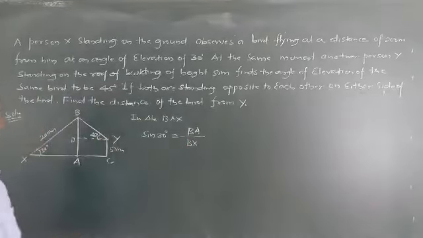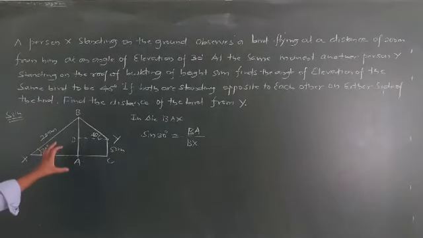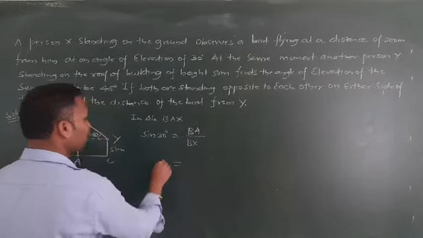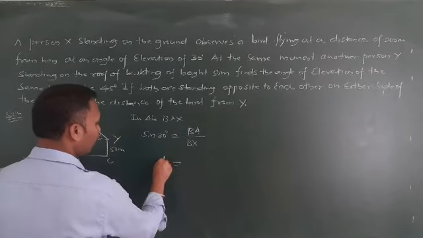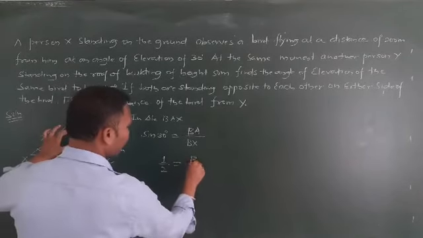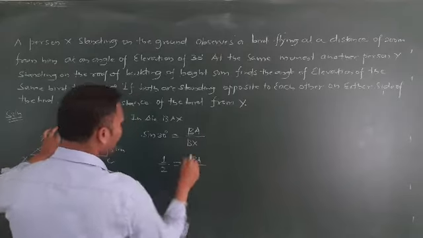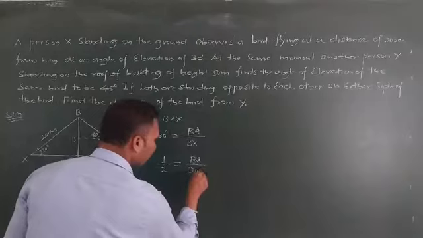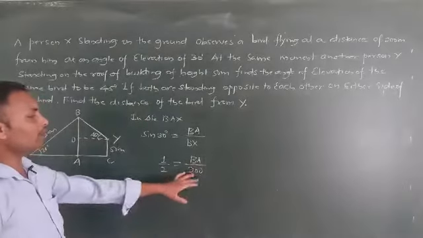Okay, opposite by hypotenuse, BA by BX. Now BA, can we have BA? We don't have, keep as it is. Sine of 30 is nothing but what? 1 by 2. Now BA we can keep as it is here. Now BX, can we have BX? We have. Okay, so this is what? 200 here.